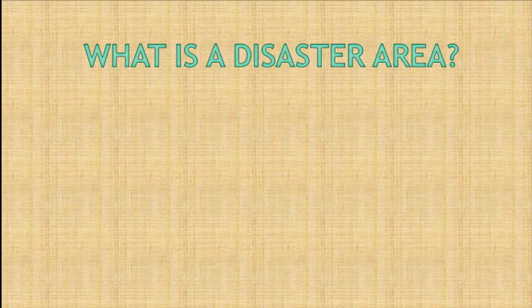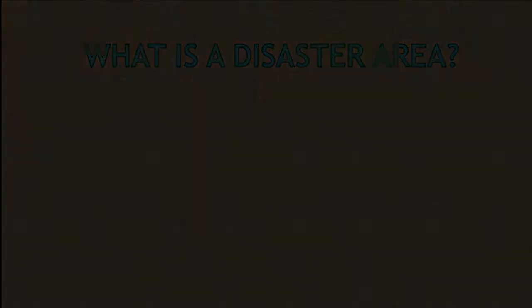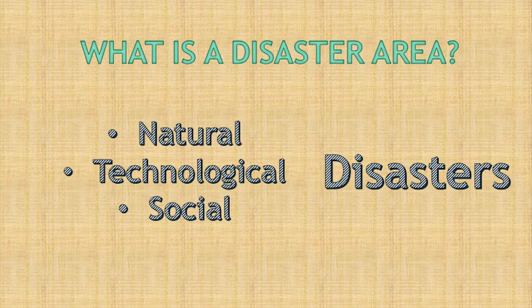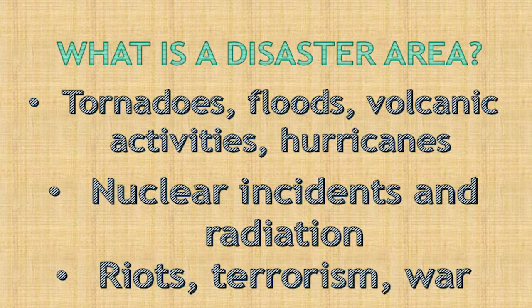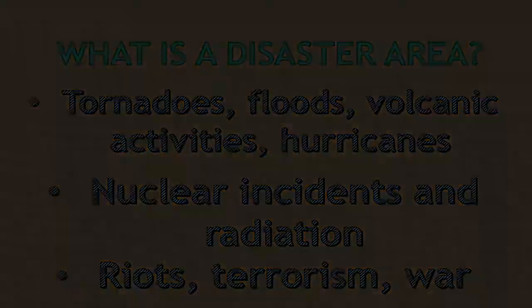Let us now find out what is a disaster area. A disaster area is a region which has been heavily damaged by either natural, technological, or social hazard. Natural disasters include tornadoes, hurricanes, floods, volcanic activity, and earthquake. The technological hazards are usually man-made and include nuclear incidents and radiation. Social hazards that create a disaster area are riots, terrorism, and war.